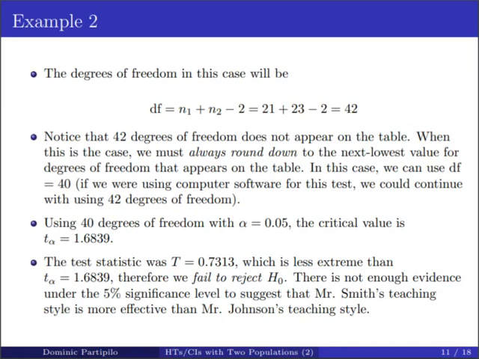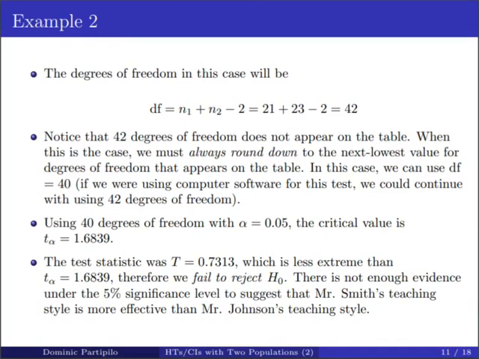So no matter what value it is, no matter how close this might be to our next value on the table, which I believe is 50, we're always going to round down because we don't want to carry on with our calculations assuming we have a sample size higher than it actually is. We always want to be as conservative as possible when we're rounding our sample size.